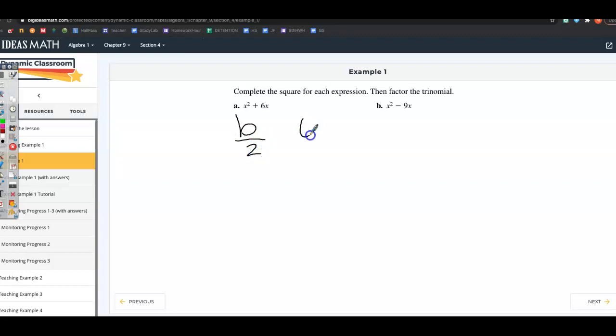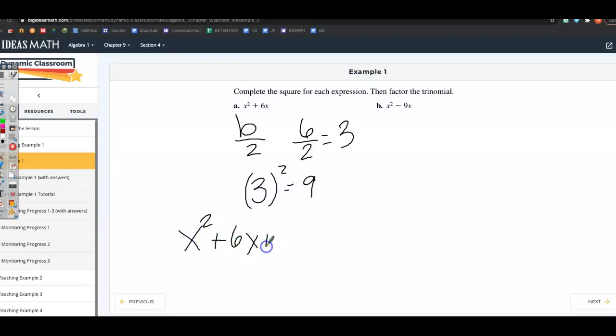6. And we divide it by 2 to get 3. Then we're going to take the number that we get there and square it. What is 3 squared? 9. Then we're going to add it to our binomial. So we are going to have x squared plus 6x plus 9. Now, can that be factored? Yes, 3 and 3.